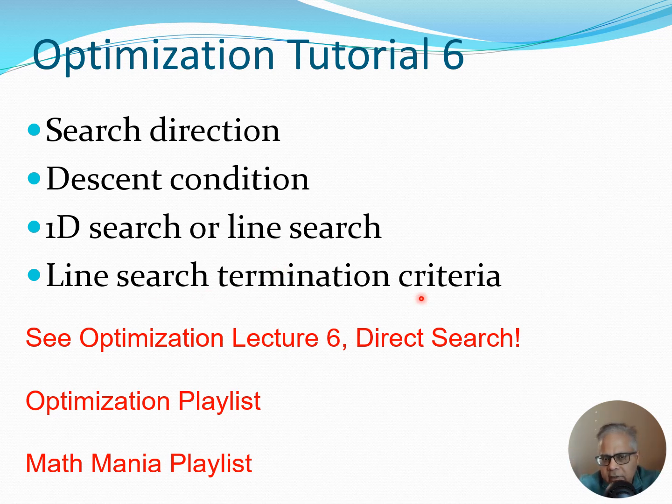We also looked at the line search termination criteria, which is something which is used by many algorithms, or at least you can look at it in the derivations of many algorithms. For example, when you look at conjugate gradient methods, check out the videos on that subject. You will find that at different points, the line search termination criteria is used in the derivation, particularly if you look at the Fletcher-Reeves method and some of the different conjugate gradient methods. Again, study optimization lecture 6, direct search, and that will then help you figure out things in the tutorial, and of course the tutorial is going to help you figure out things in the lecture video.